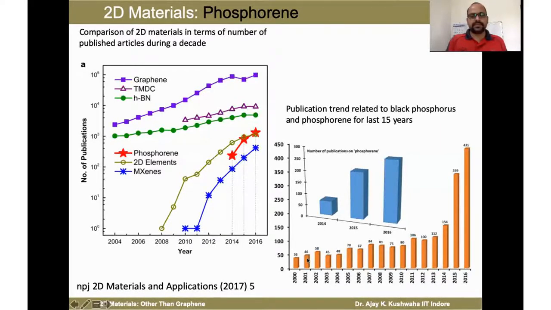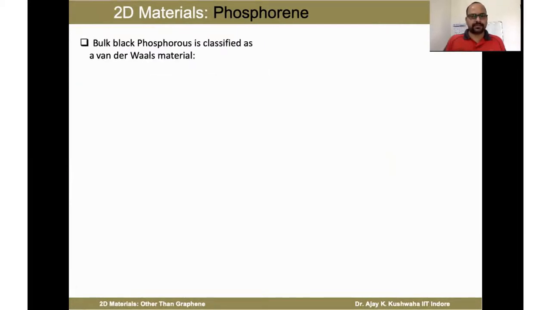This figure shows the number of publications for black phosphorus. See, suddenly there is a jump in 2014, 15, 16 because it includes the publications on phosphorene, which is shown here in the index. In 2016, there are even more than 250 publications. All this shows that phosphorene has become a very popular material due to several different properties as compared to graphene, and a very relevant material for electronics applications.